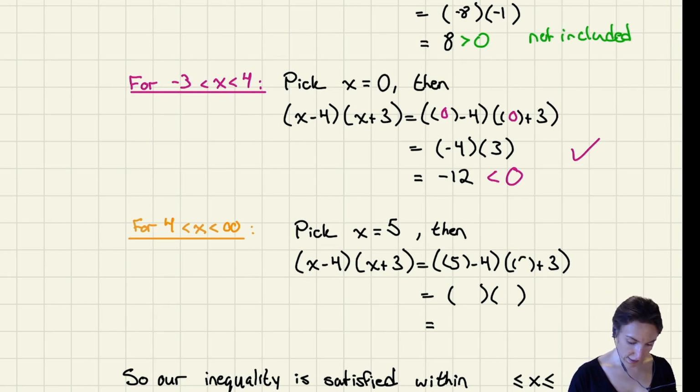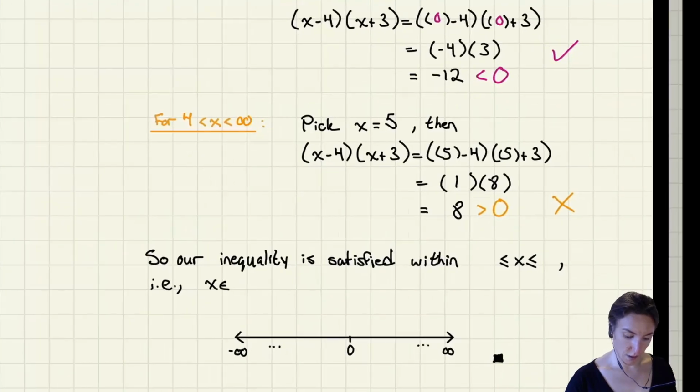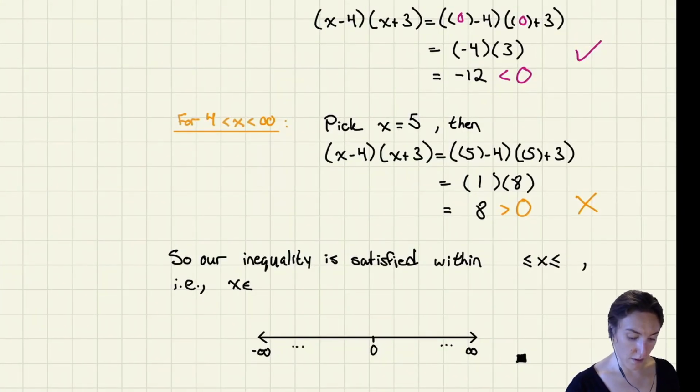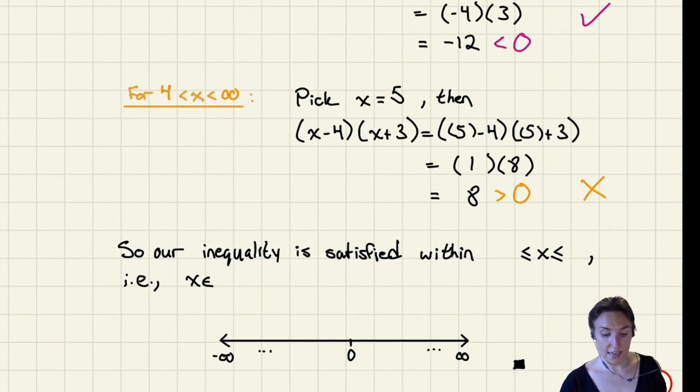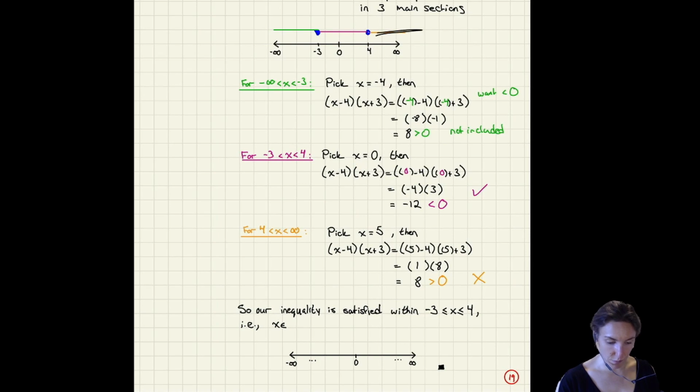I have 5 and I have 5, and then I'm going to end up getting 1 here times 8. 1 times 8. Again, this is a positive value. This is a no-go. I don't want positives. I want it to be less than 0. So we say that this inequality is satisfied within the following. So my -3 is okay, my 4 is okay, and everything in between there is fine. But because I'm getting positives both here and here, they are not included.